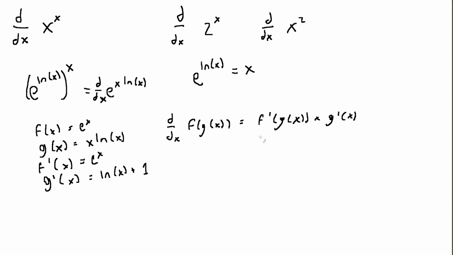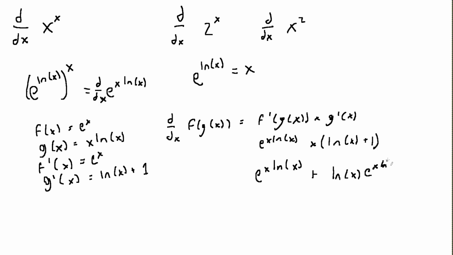Okay, let's plug this in. So we have f prime is e to the x, and we're going to replace the x with this part, x ln x. So e to the x ln x times ln x plus 1. And so we can just distribute this and get that it's e to the x ln x plus ln x times e to the x ln x.